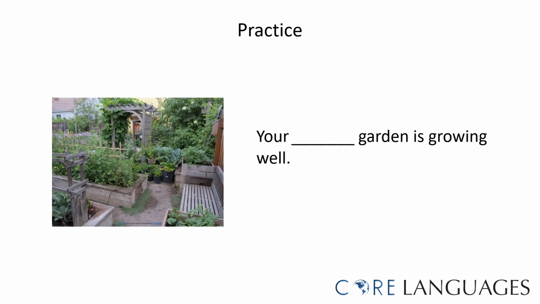And how about this example? Your parent's garden is growing well, or your parents' garden is growing well. Do we need apostrophe S or just an apostrophe? Parents is a plural noun that ends on S, so we only need to use the apostrophe. Your parents' garden is growing well. Remember that we could also say the garden of your parents is growing well.